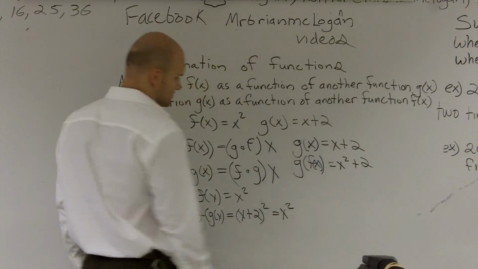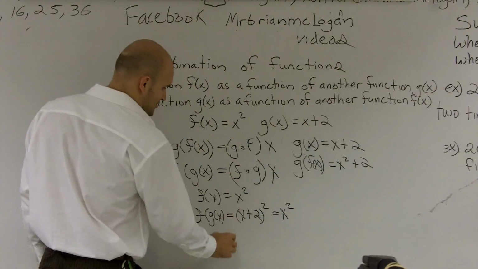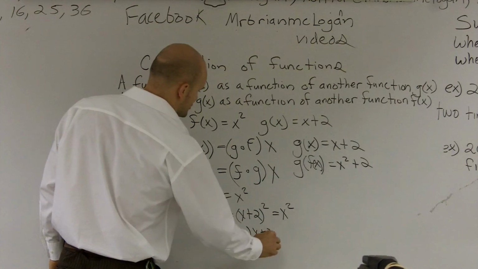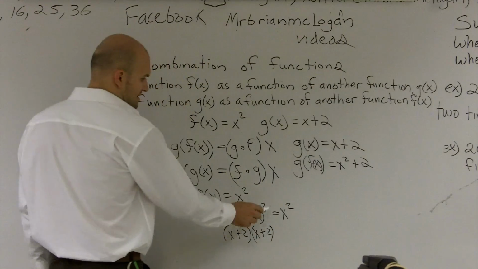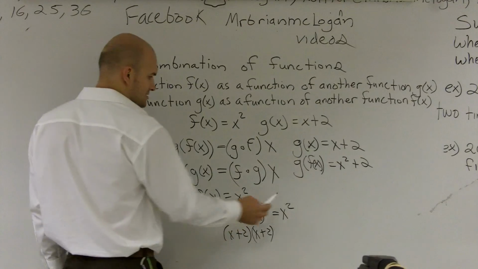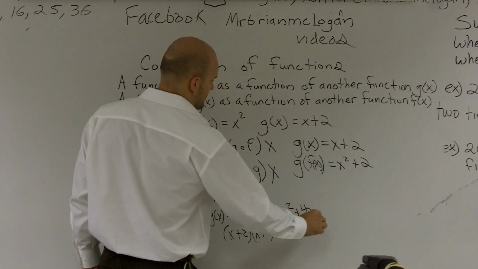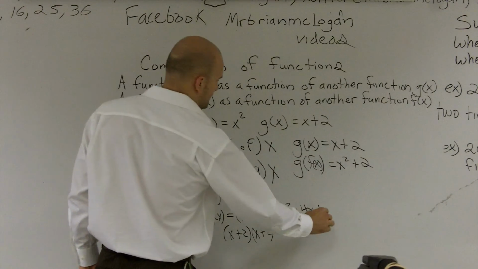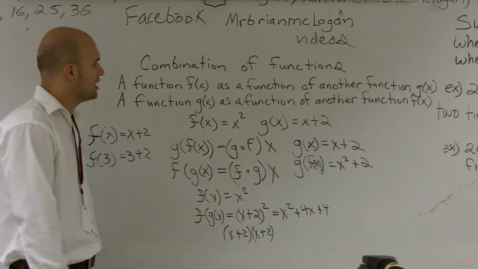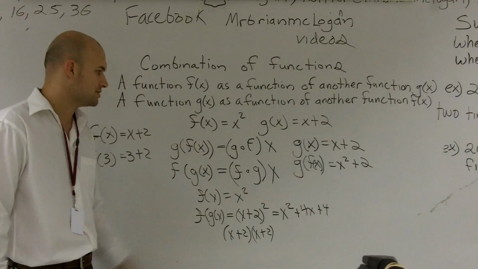So a little practice. Remember, x plus 2 squared is x plus 2 times x plus 2. X times x is x squared, x times 2 is 2x, x times 2 is 2x, add those together, you get 4x, 2 times 2 is 4. So that is your review or introduction to composition of functions.